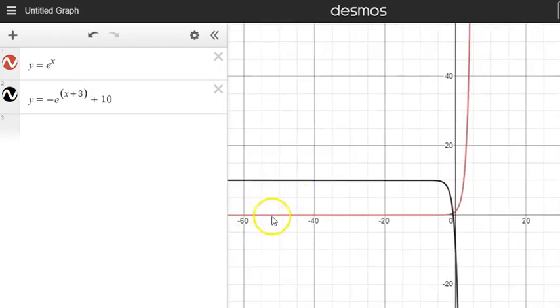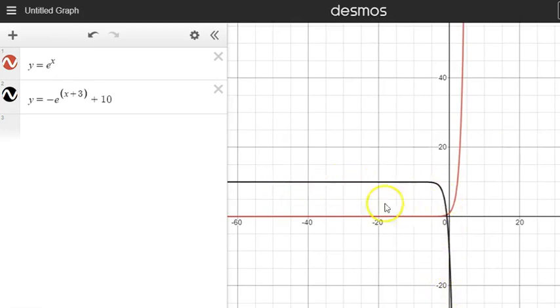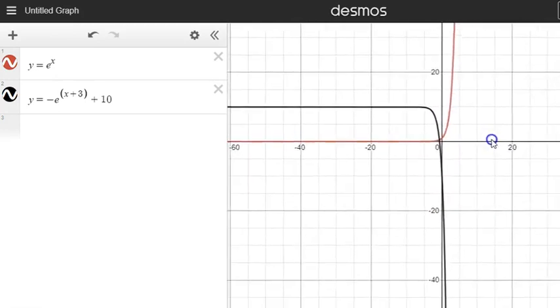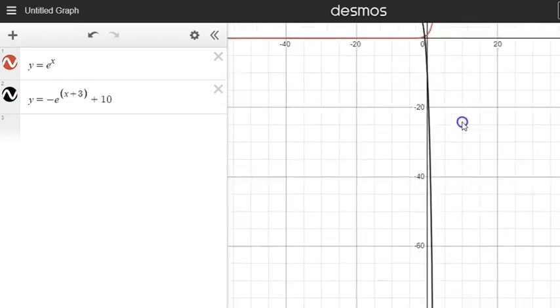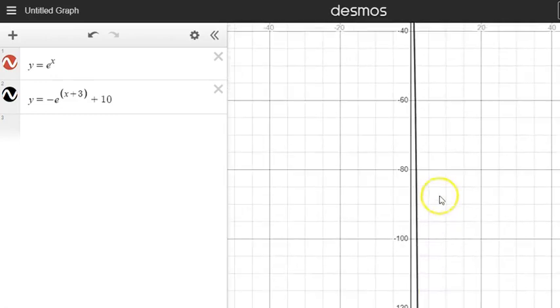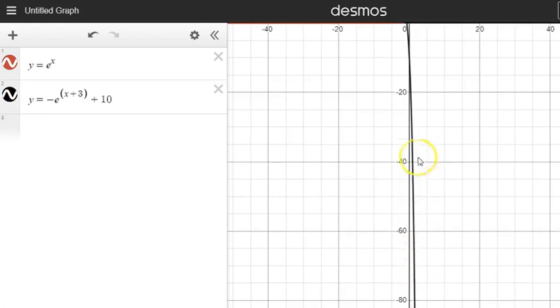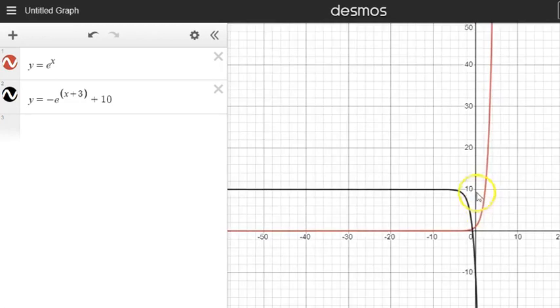Our range in our original untransformed function, y equals e to the x, is from 0 to infinity. We've had a reflection over the x-axis, so we see that our range will be somewhat the opposite, and we've had a vertical shift upwards 10. So on our black function here, our range is from negative infinity, all the negative y values, all the way up to 10 here. This is 10 if you can't tell. So our range is from negative infinity to positive 10.